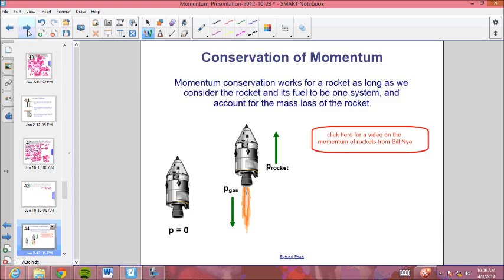All right, conservation of momentum. Momentum conservation works for a rocket as long as we consider the rocket and its fuel to be one system and account for the mass loss of the rocket. In the beginning, our momentum was 0 because the velocity was 0. And then as it goes up, the momentum of the gas goes down and pushes the rocket up and gives it its velocity.